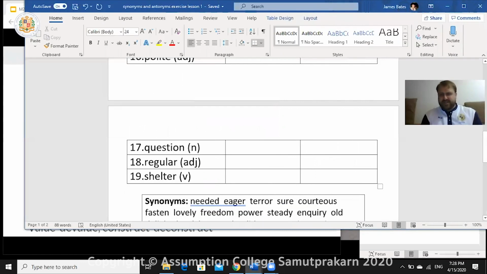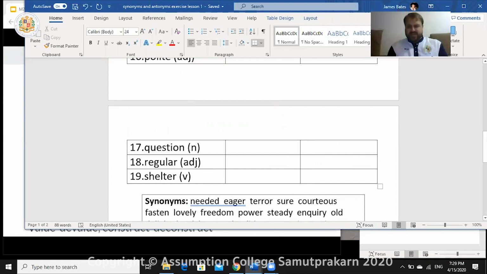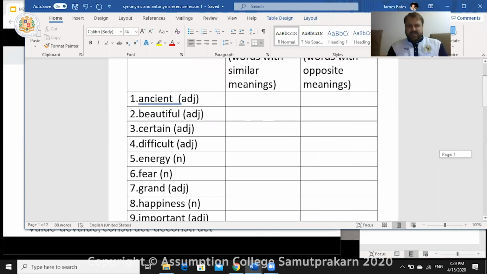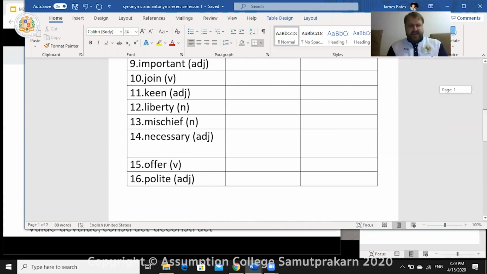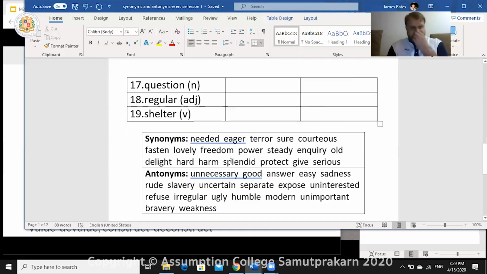The pyramids are very ancient. Let's look at the synonyms. We can find a synonym of ancient. Synonyms meaning old. Where we have it, we've got old here. So you can cross out old.